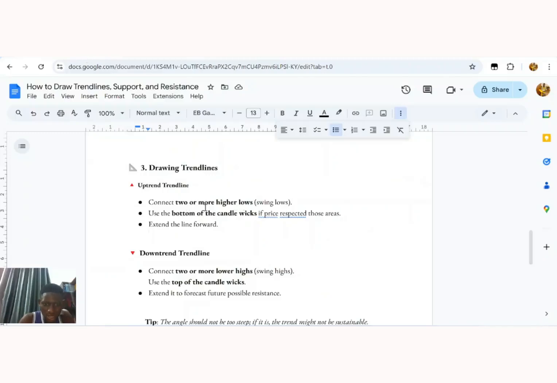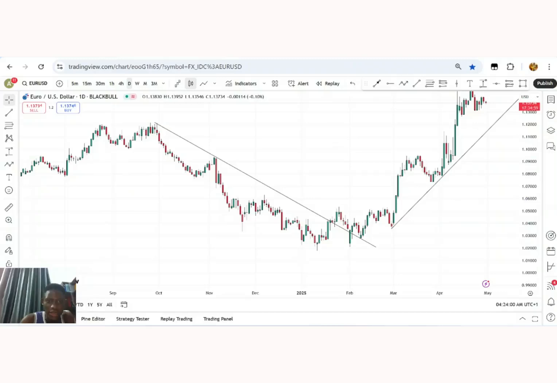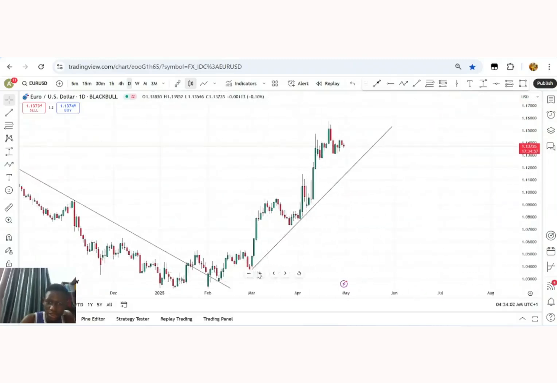So you want to connect the candle wicks if price respected those areas appropriately. First, you're looking at higher highs and higher lows, swing highs or swing lows. So you use the bottom of the candle wicks. Yeah, so for an uptrend it will be like this, you get the point.